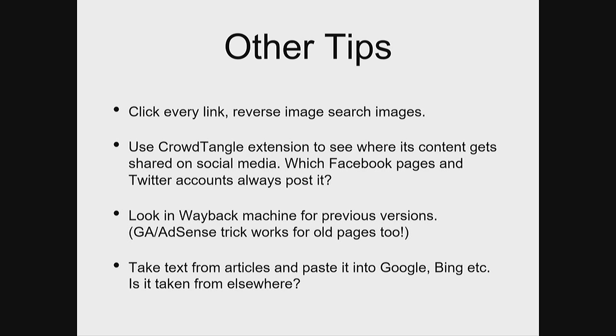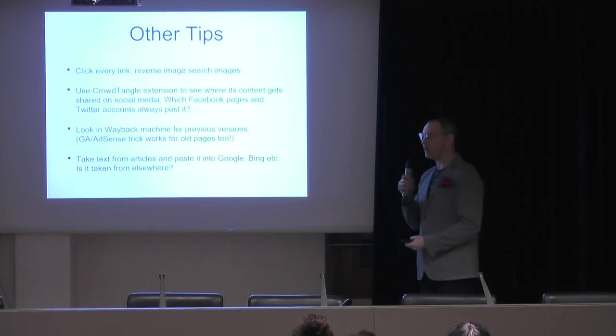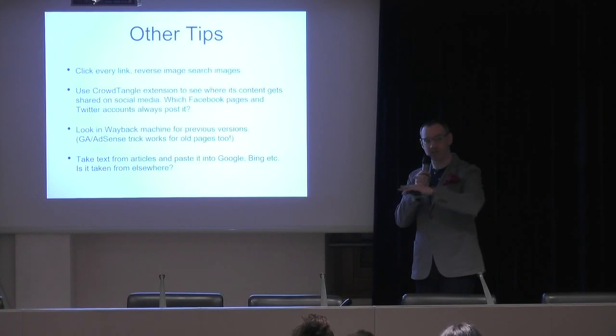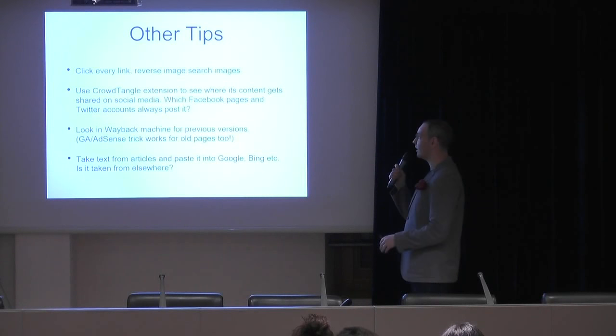The CrowdTangle extension is where you look at pages on the site and try to figure out who's been sharing it. Is it the same pages over and over again? Is it the same Twitter account? Maybe they're connected. So figuring out that network is the strain that runs through all of this kind of stuff.